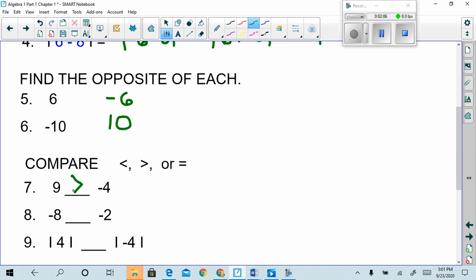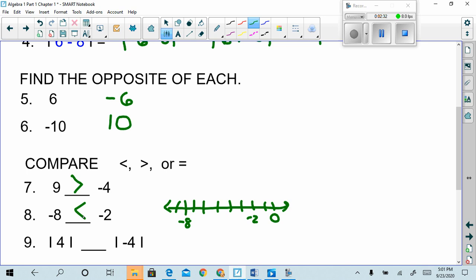When I think about -8 and -2, sometimes people need to see a visual. Well, if I'm thinking of my numbers on a number line, and this is my origin, and this is -2, 3, 4, 5, 6, 7, 8. All right, -8 is down here. We see that as we go to the left, the numbers get less. So -8 is less than -2.